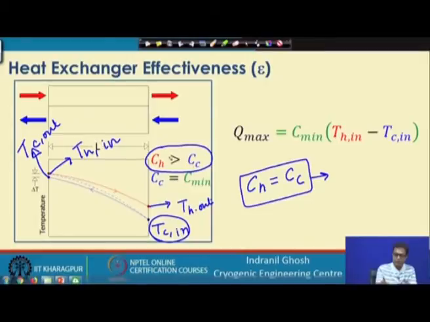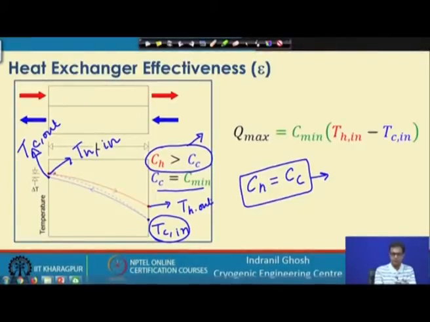So, when we have assumed that C H is greater than C C, that means the cold fluid is the minimum capacity fluid, and the minimum capacity fluid is experiencing the maximum difference in temperature. We have to keep this in mind, that while finding out the maximum difference in temperature, we have to identify the minimum capacity fluid, and the minimum capacity fluid is supposed to have the maximum difference in temperature.